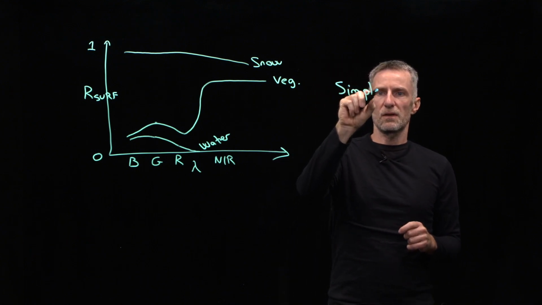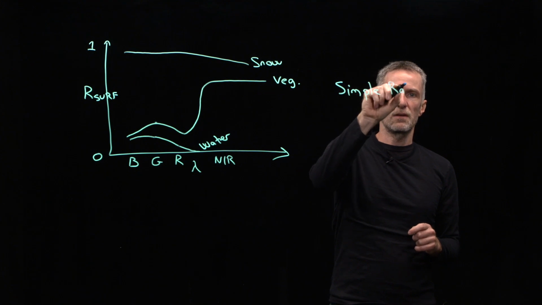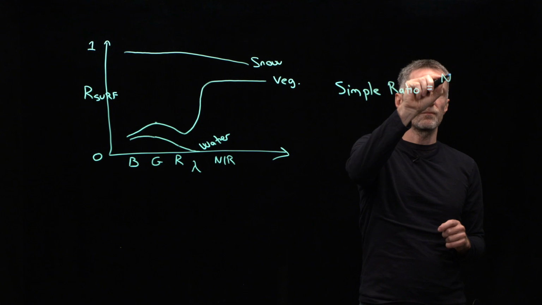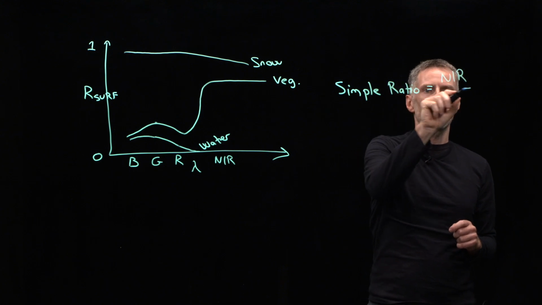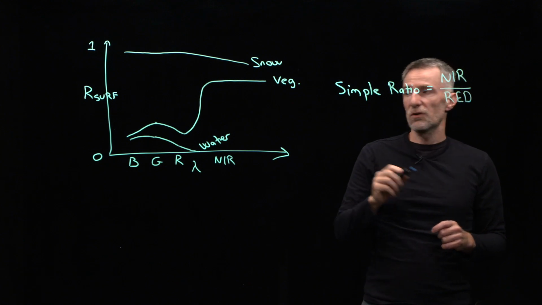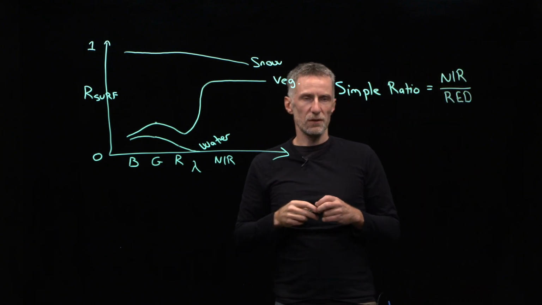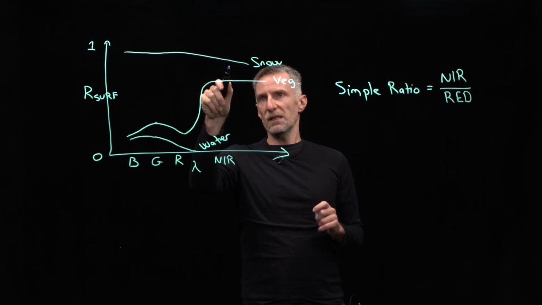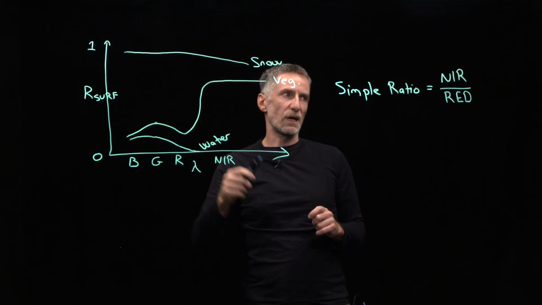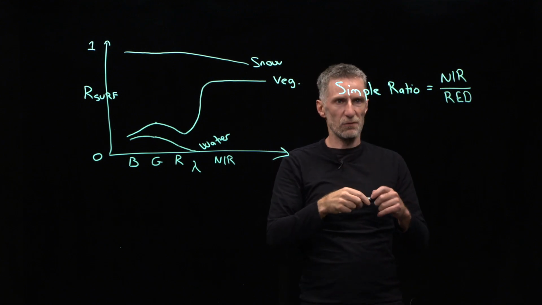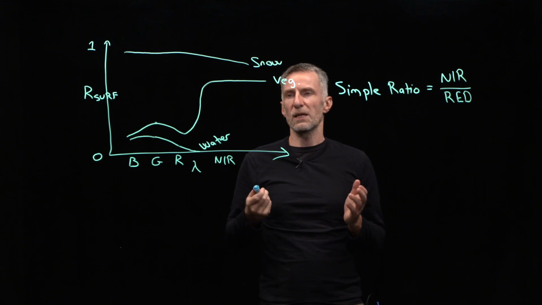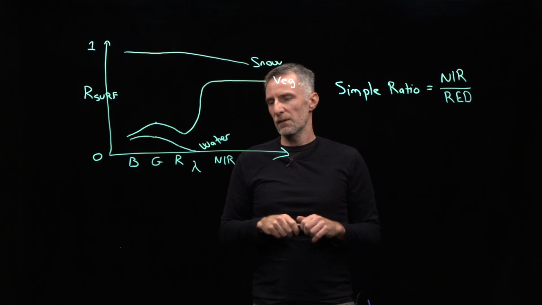It is calculated as the reflectance in the near infrared divided by the reflectance in the red. So if we look back on our spectral signatures over here, we can see that, for example, snow has a slightly lower reflectance in near infrared than it does in red. So if we look at the calculation, that would give us a simple ratio that's slightly less than 1, say about 0.8, 0.9, something like that.